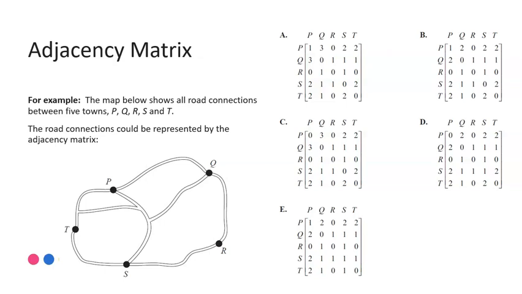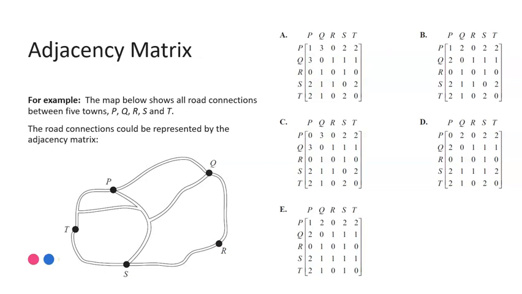So here we have the map shown below showing all road connections between 5 towns, P, Q, R, S and T. The road connections could be represented by which of the following adjacency matrix. So the first thing, again, we want to think about what are those key identifiers? What are the things that are different? And so if I look at my graph, can I see any loops? And it is not as obvious in this format as in the more simplified version of graph drawing.